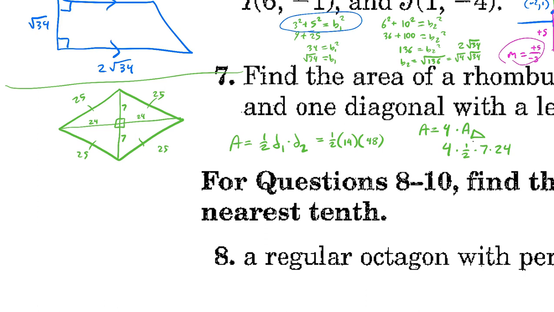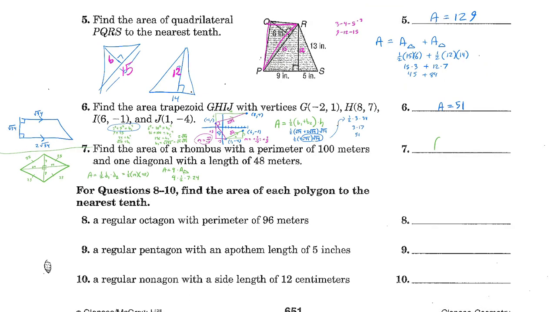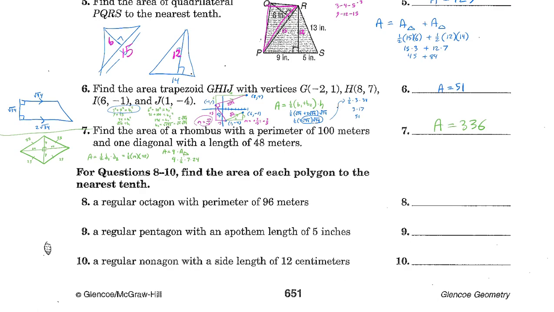So I'm going to go ahead and use a calculator for that. So we get 7 times 48, which is 336. Perfect. Okay, let's go to the next one.